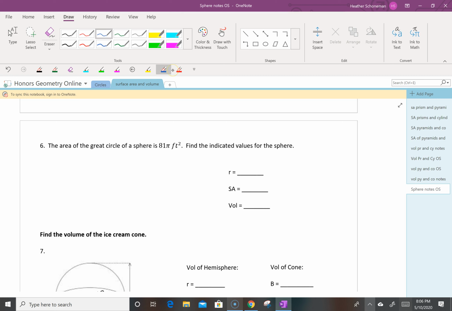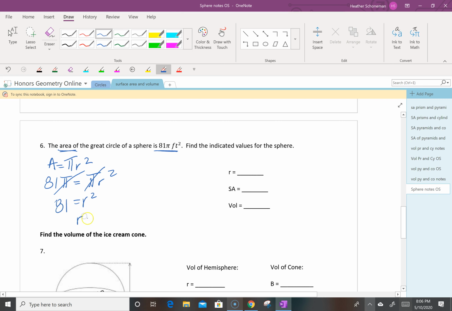Okay, 2 more problems. This one here says the area of the great circle is 81 pi. Well, we know area is pi r squared. So 81 pi equals pi r squared. The pi's cancel. So I take the square root. Yes, the radius equals positive and negative 9, but we're talking about a distance, so it can only be the positive one. So it's going to be 9 feet. All right, you should be good to go from here.